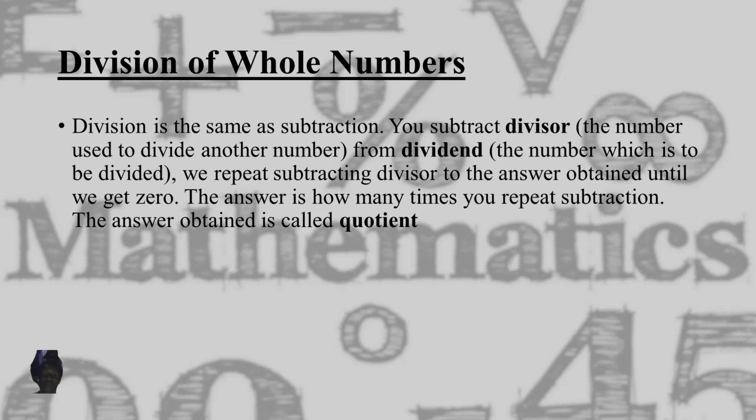Then we repeat subtracting the divisor from the answer until we get 0. The answer is how many times you repeated the subtraction. The answer obtained is called a quotient. So after repeated subtraction, the answer that you obtain is known as the quotient. So in division, we are looking for the quotient.